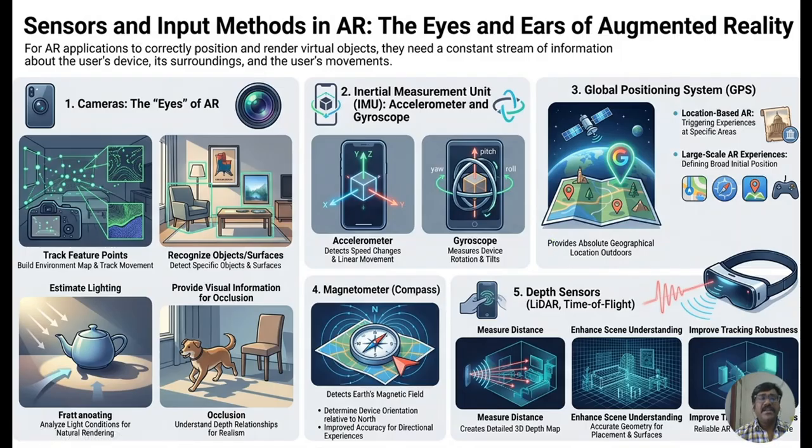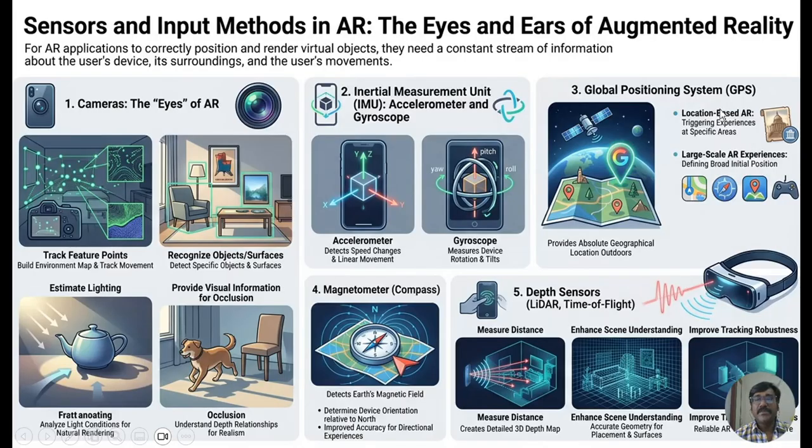This slide indicates the sensors and input methods. The eyes and ears of augmented reality are sensors. For an AR application to correctly position and render the virtual objects, it needs a constant stream of information about the user device, its surroundings, and the user's movements. The camera is called the eyes. The IMU combines an accelerometer and gyroscope.